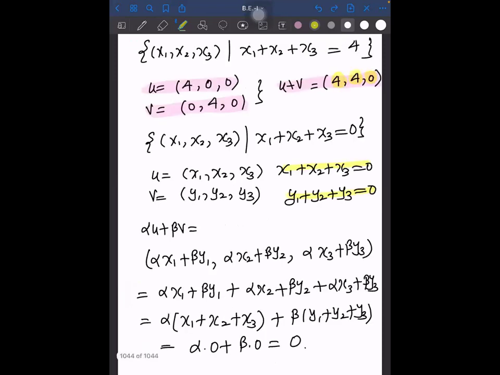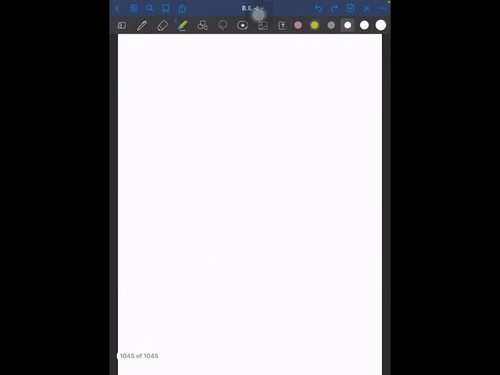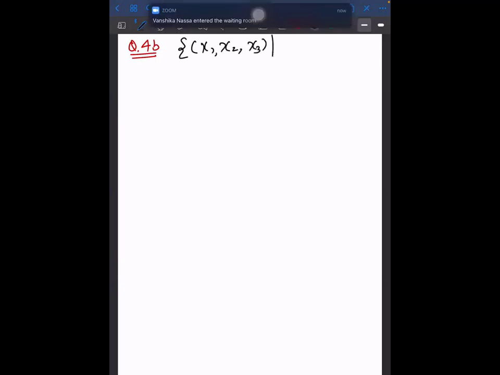So I'm giving you one exercise, that is question 4b. So I'm writing it over here. You need to prove, or actually check, whether this is going to be a subspace or not.